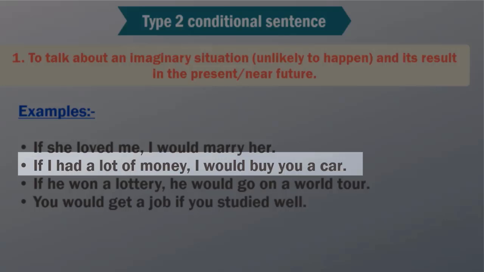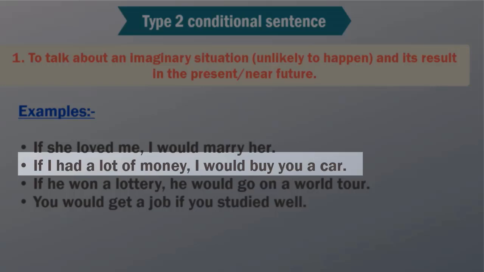Second example. If I had a lot of money, I would buy you a car. If I had a lot of money, something would happen. If this was the case, something would happen. If I had a lot of money, I would buy you a car. I know I don't have a lot of money, so I cannot buy you a car. So I'm just imagining something, right? We all think like that, right? Sometimes we think, if this was the case, I would do this. Now I'm thinking, if I had a lot of money, I would buy you a car.